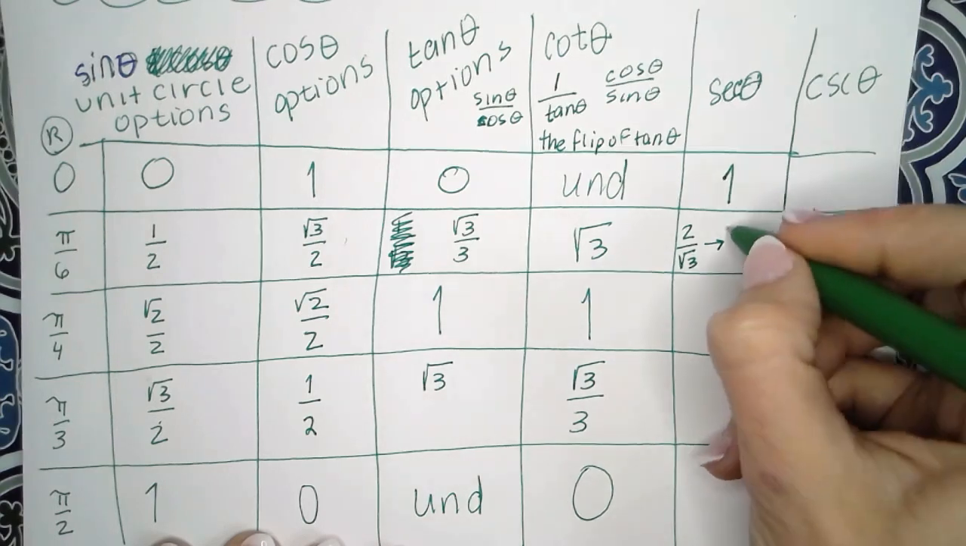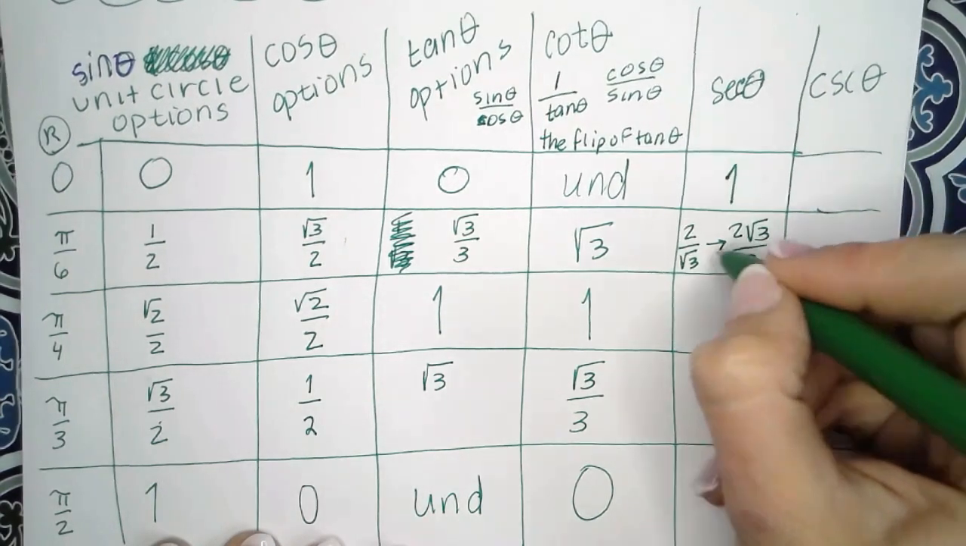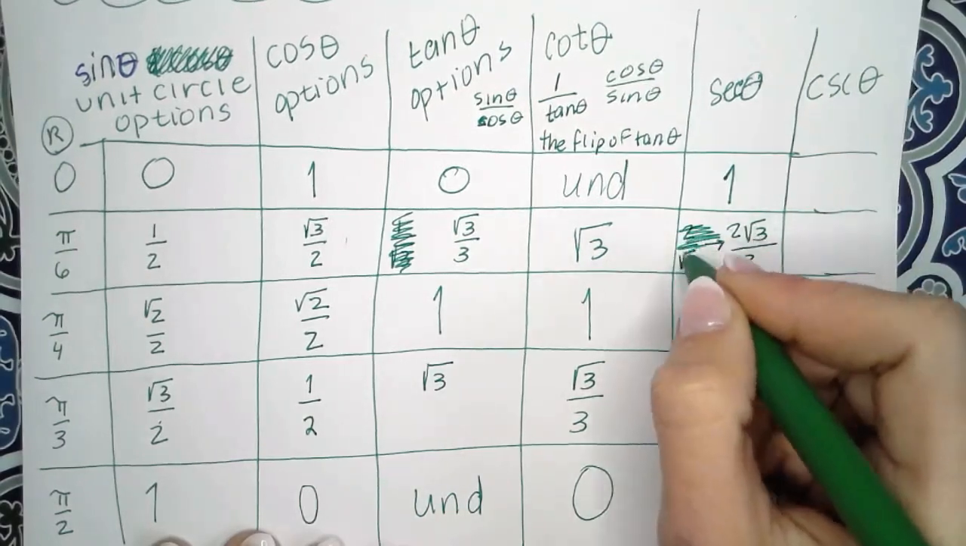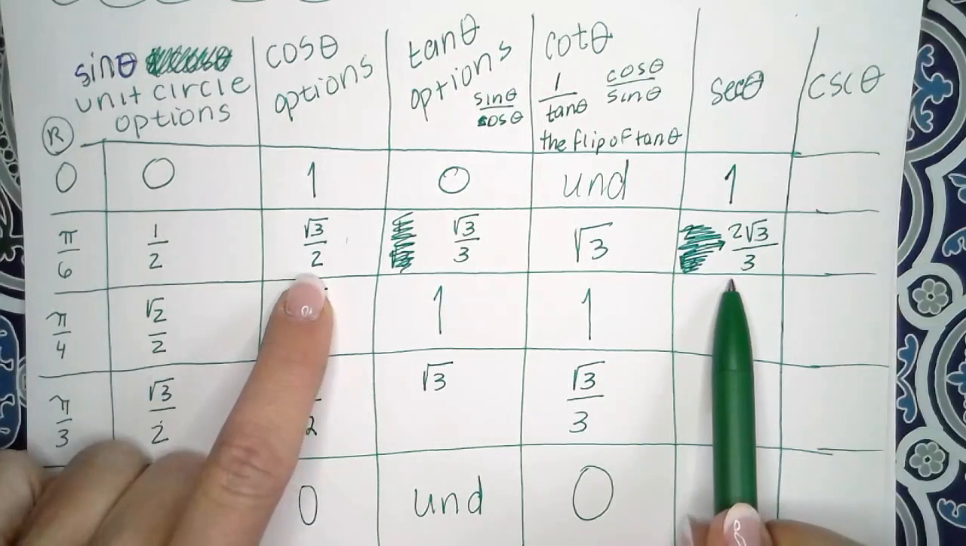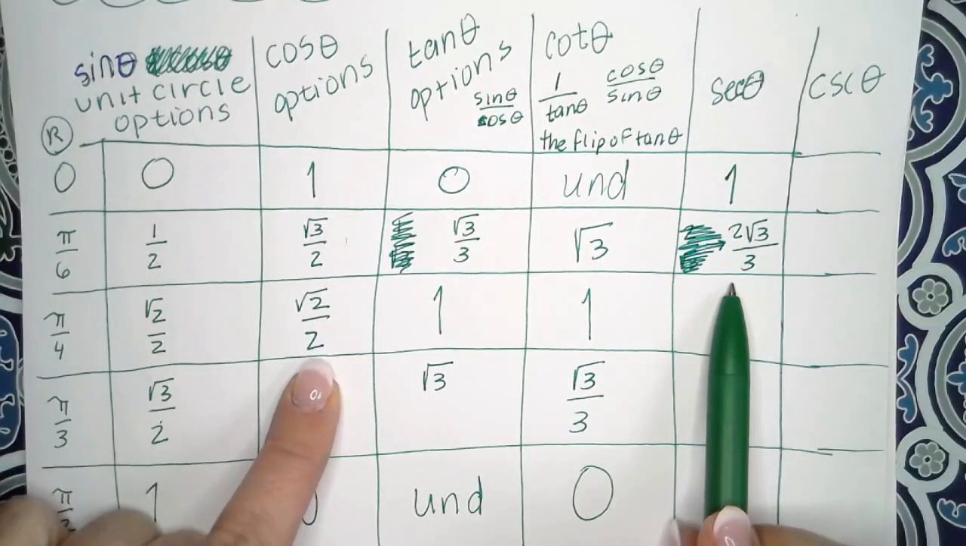Miranda? 2 radical 3 over 3. You multiply on top and bottom by root 3. We get that? I'm even going to scribble this out. I don't care about this. Okay. Again, we're doing the reciprocals of cosine right now. That's what secant is. Next, what's the flip of radical 2 over 2?